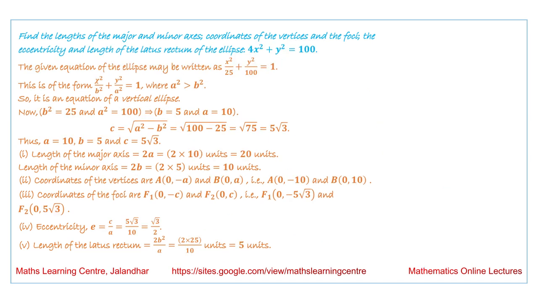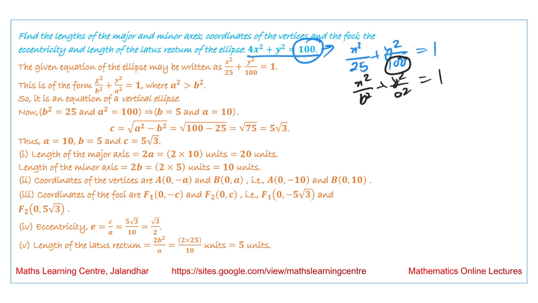Next is find the length of the major and minor axis, coordinates of vertices and foci, the eccentricity, and length of latus rectum of the ellipse given in this form. So again we divide this equation by 100. So we obtain x²/25 + y²/100 = 1. Clearly this value is greater. So we compare it with x²/b² + y²/a² = 1. We get a = 10, b = 5. From this we get c = √(100 − 25), that is equal to 5√3.